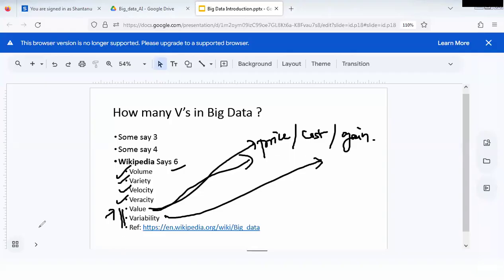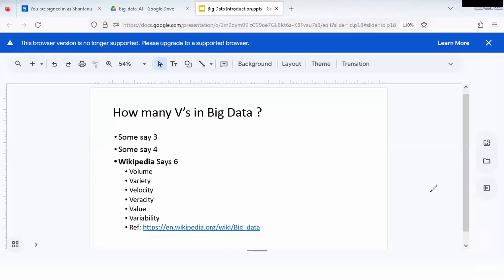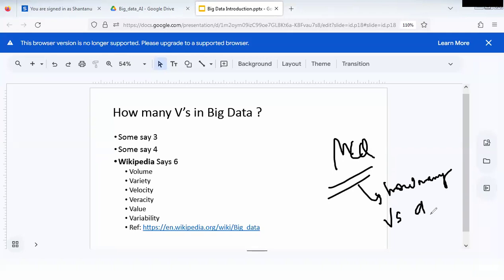So there are various aspects or various views of big data, and because of this, every aspect of big data brings challenge. I really hope ऐसा कोई MCQ ना आए कि how many V's of big data. Because see, how many V's are there? कोई 3 बोल रहा है, कोई 4 बोल रहा है, कोई 6 बोल रहा है. What you will take?